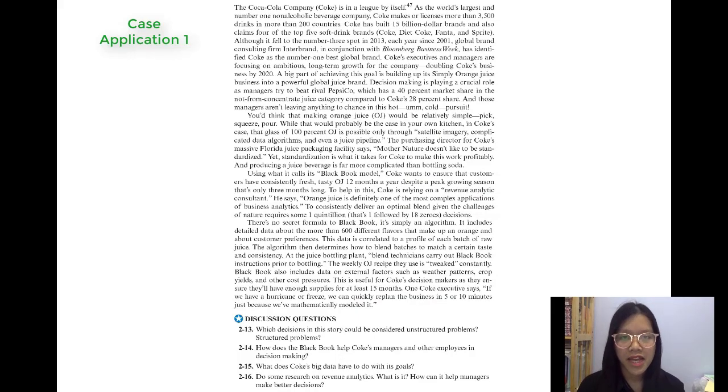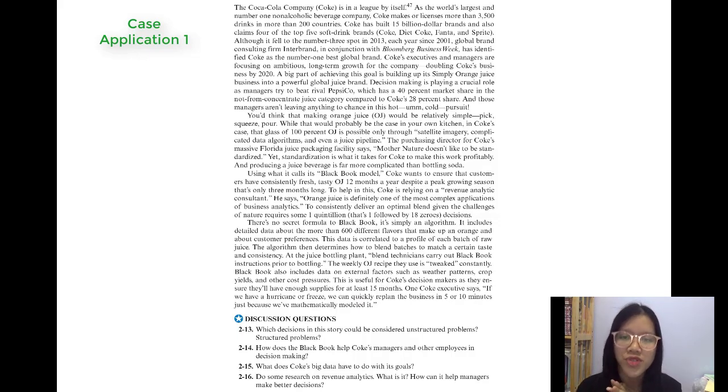About case application 1, Tasting Success. In this case, Coke's production of simple orange juice is an unstructured problem that involves complicated algorithms and complex applications of business analytics. By creating the Black Book, an algorithm for blending orange juice, Coke has created a structured problem where managers can blend juices according to the instructions.